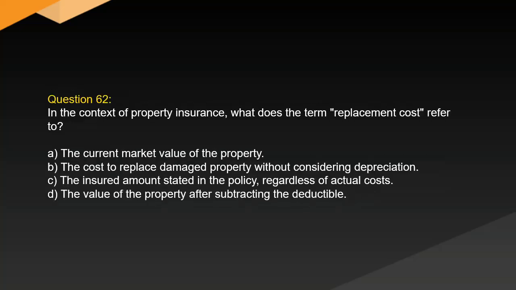Question 62. In the context of property insurance, what does the term replacement cost refer to? A. The current market value of the property. B. The cost to replace damaged property without considering depreciation. C. The insured amount stated in the policy, regardless of actual costs. D. The value of the property after subtracting the deductible.